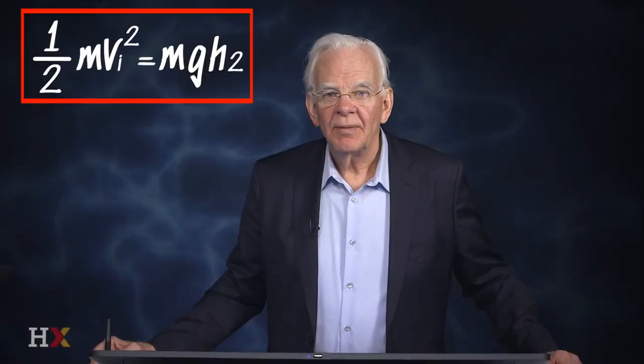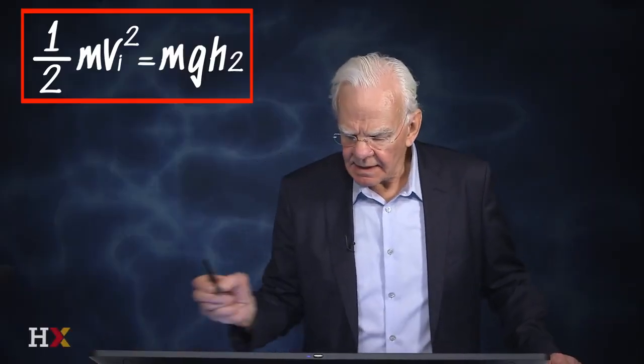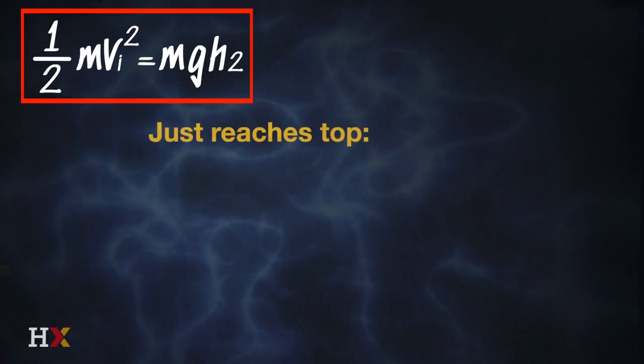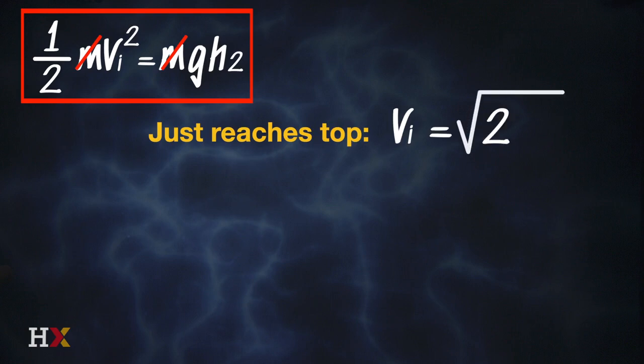So now we can set up criteria. Let's first set up the criteria that we just reach the top of the barrier. Now in that case, 1/2 m v_initial squared has to equal exactly m g h2. But I can cancel the mass out of both sides, and that helps immensely because now I can calculate the required initial velocity. That's equal to the square root of 2 times the acceleration of gravity times the required height that I have to reach.